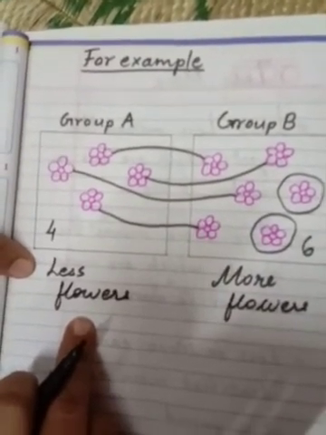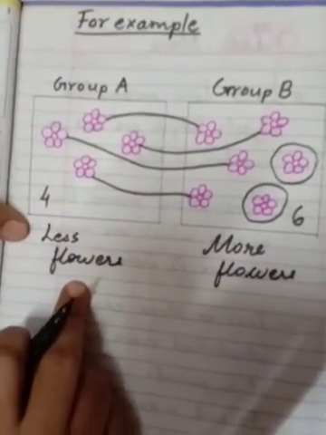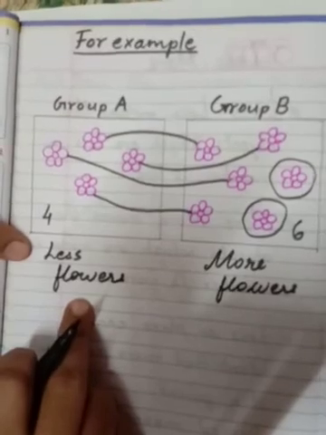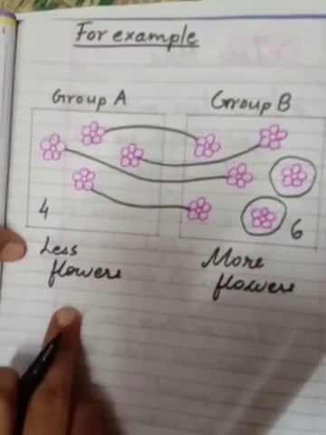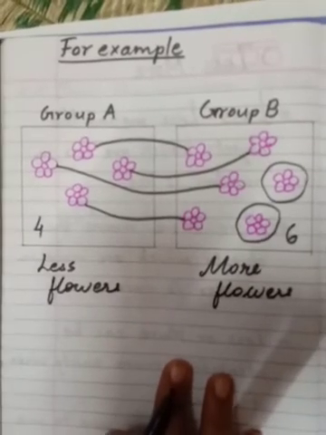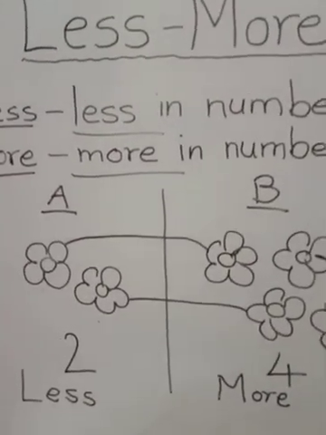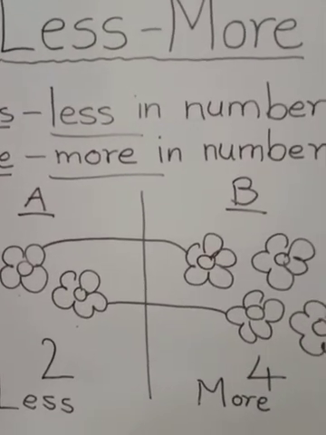Understood children? I hope you all have understood this topic. We will be doing revision afterwards. For better understanding, I hope you all are practicing numbers 1 to 9. Practice in your rough book. Fine. Thank you very much.